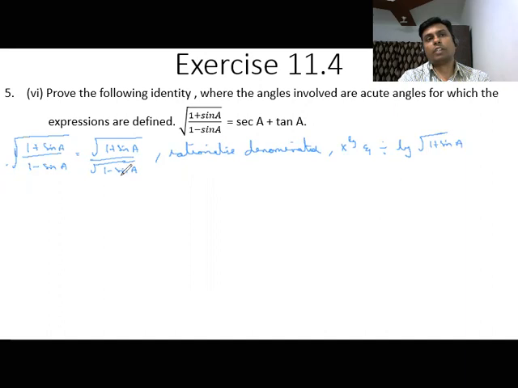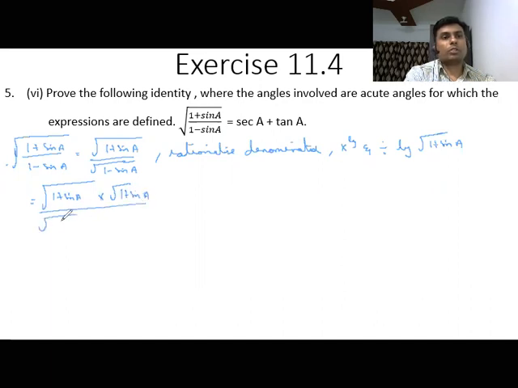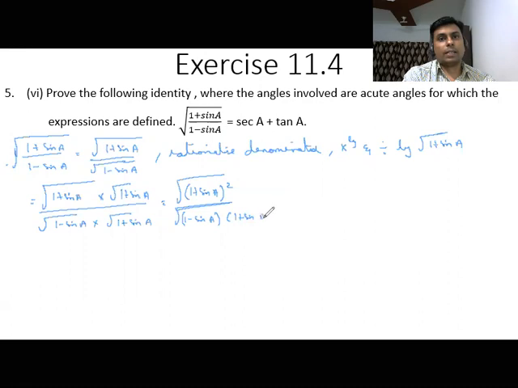Because the denominator is root of 1 minus sin A, you will multiply and divide by root of 1 plus sin A. So I have root of 1 plus sin A into root of 1 plus sin A divided by root of 1 minus sin A into root of 1 plus sin A. So root of 1 plus sin A into root of 1 plus sin A is root of 1 plus sin A the whole square, divided by root of 1 minus sin A into 1 plus sin A.